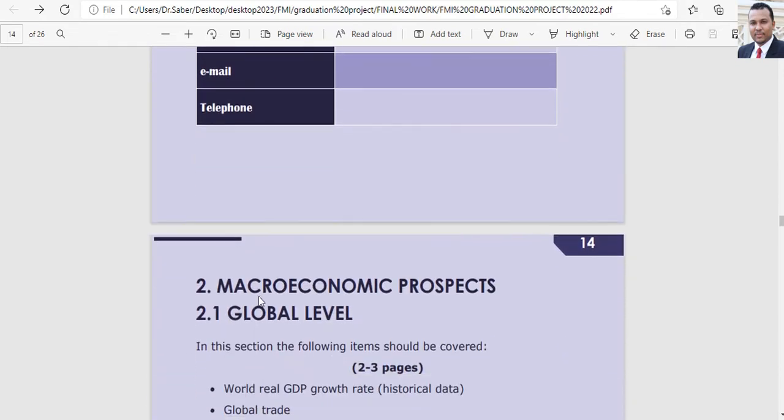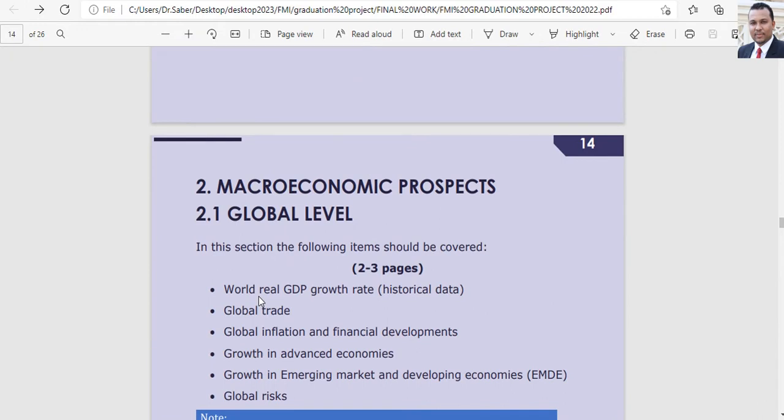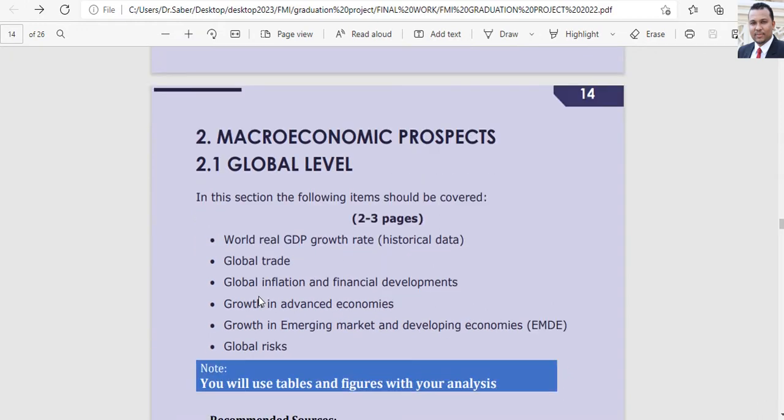What about the second section? We will analyze the macroeconomic prospects at more than one level. So we will start with the global level. What about the global environment which affects the business in our economy, in the Egyptian economy, or at the regional level or the global level?